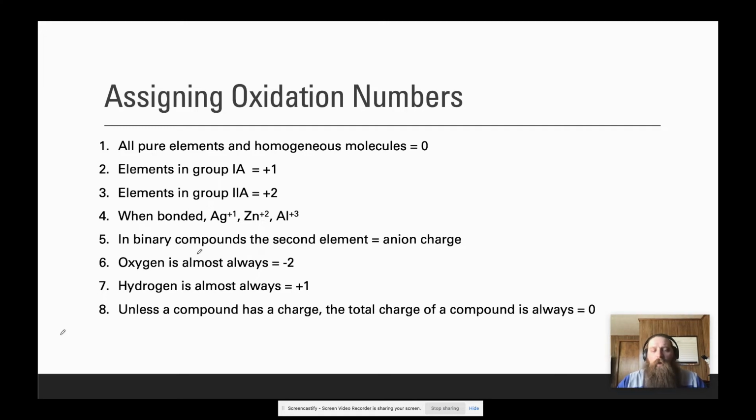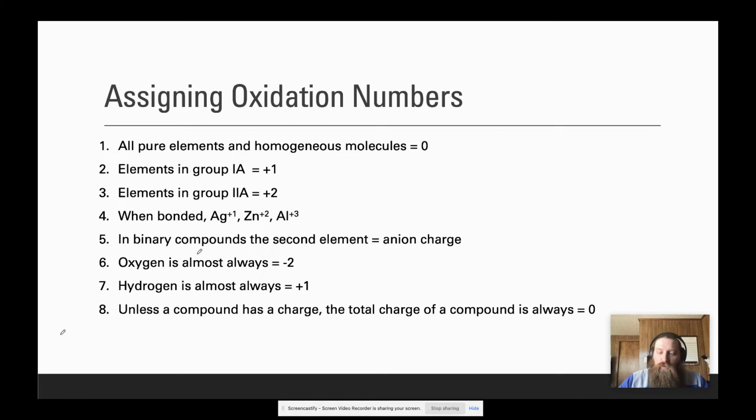Oxygen is pretty much always -2. Now, there are some cases where that's not true. It can be -1, but in the introductory chemistry that we're doing, you can assume that oxygen is going to be -2. Hydrogen is almost always +1. All right, same thing as oxygen. It can have a variable charge. However, for what we're doing, we can assume it's +1.